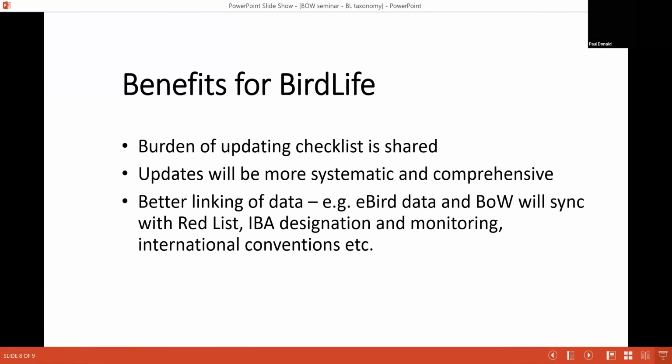And one of the big goals for us is that once we've aligned, eBird data, which could be fantastically useful to us in terms of red listing, in terms of IBA designation and IBA monitoring and so forth, will then be fully synced with our taxonomy. So these are huge benefits to us. So we will have a lot of work to do in the next few years. We may not agree with all the changes that we're making, but the benefits will certainly outweigh the costs.